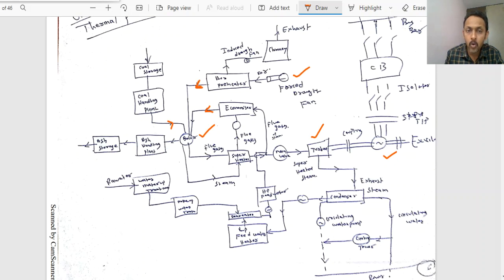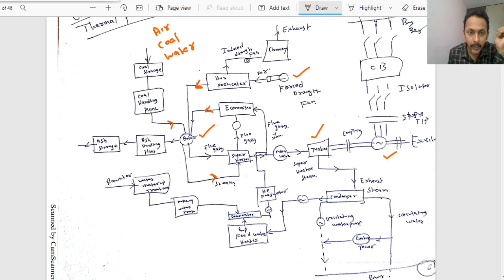Now two components are fed to the boiler: one is the air and another one is the coal. Next one is the water. Water is required, and that water is also fed to the boiler. Now in the boiler, the water will be converted into steam.